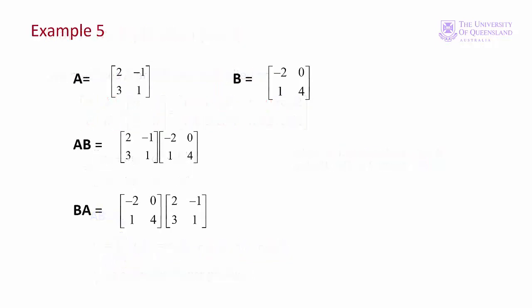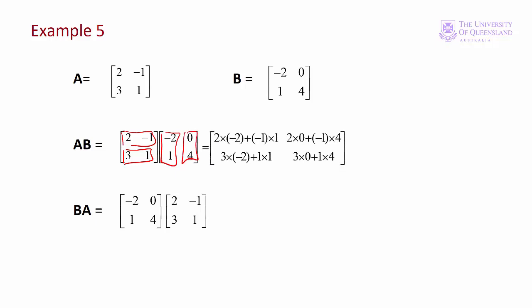Let's look at some examples. So we have matrices A and B. First we'll multiply A by B and then B by A. So we're looking at the rows in the first times the columns in the second. So we have 2 times minus 2 plus minus 1 times 1 gives us our first element there, 1,1. First row, first column, and so on.